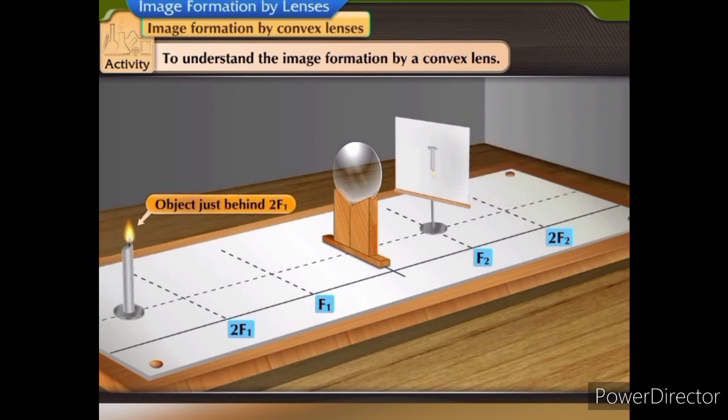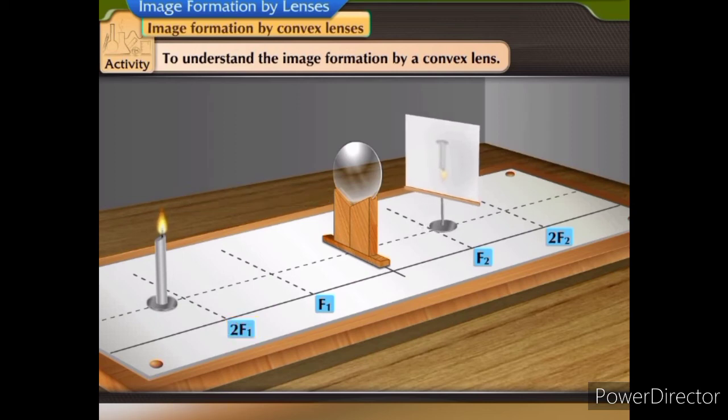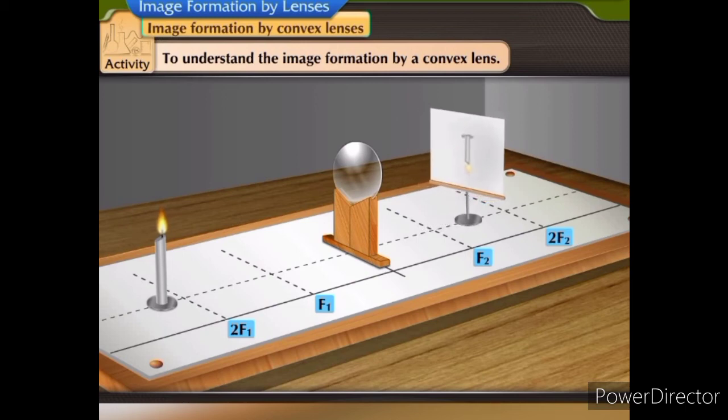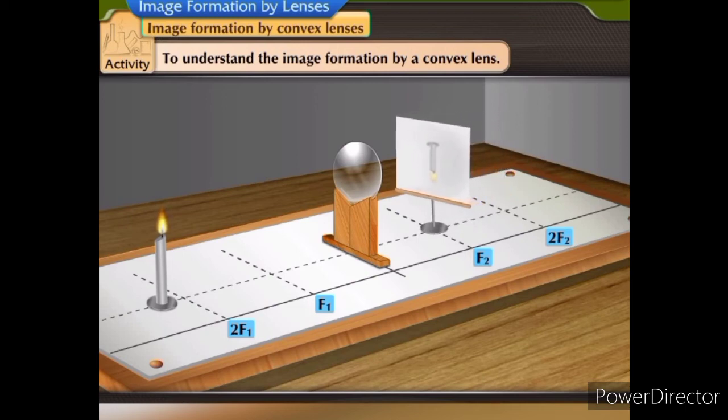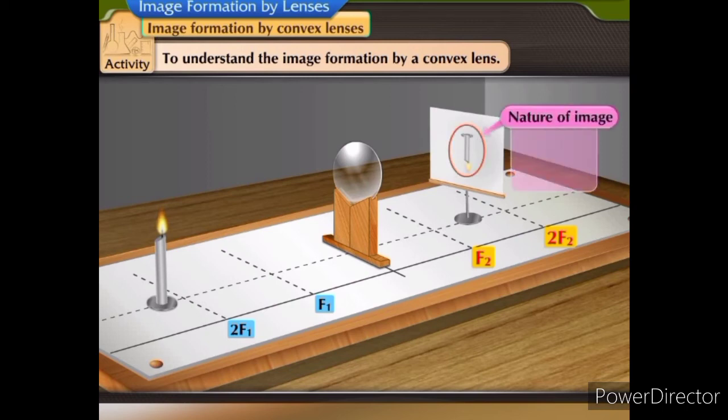Object just behind 2F1. Place the burning candle just behind 2F1. Adjust the screen distance from the lens. The sharp image of the candle is obtained between F2 and 2F2. The image is diminished. The nature of the image is real and inverted.